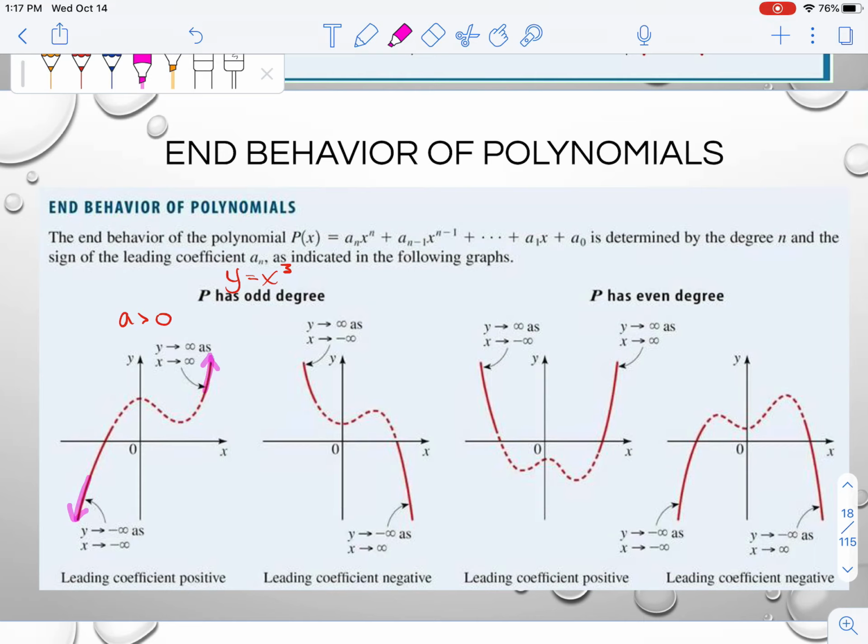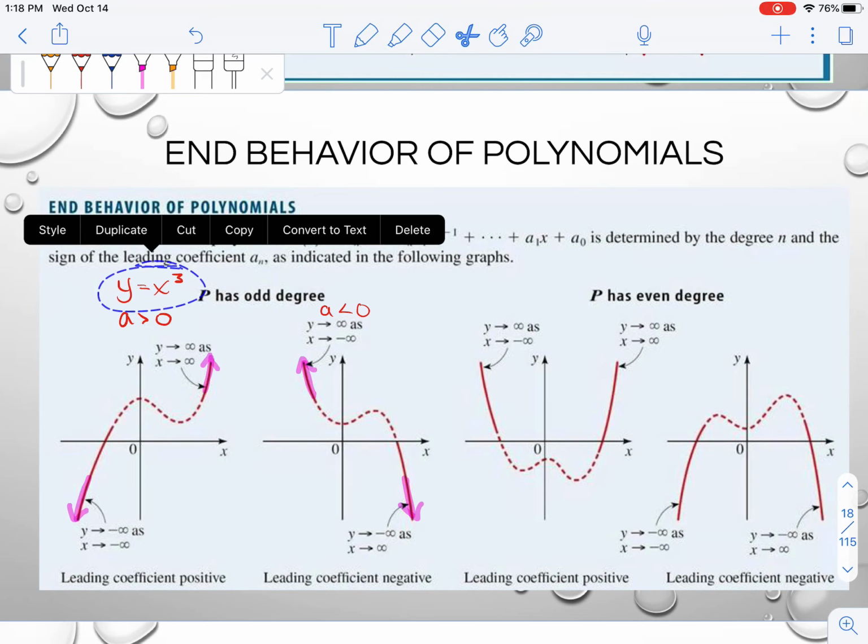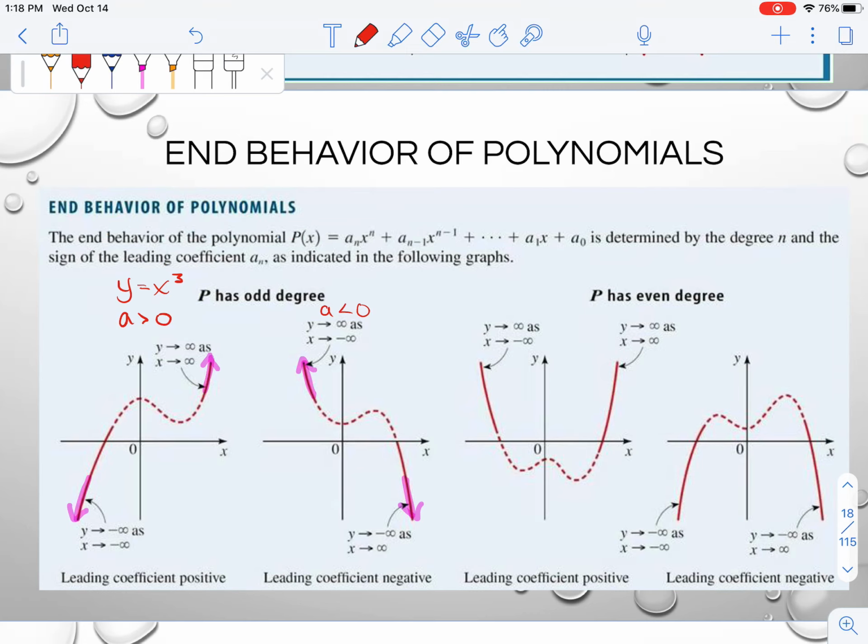If a is negative, if a is less than 0, then we're going to have an end behavior that on the left is going up and on the right is going down. It's going to now look like a negative x cubed, right? So again, if a, excuse me, is positive, think y equals x cubed. If a is negative, think y equals negative x cubed.